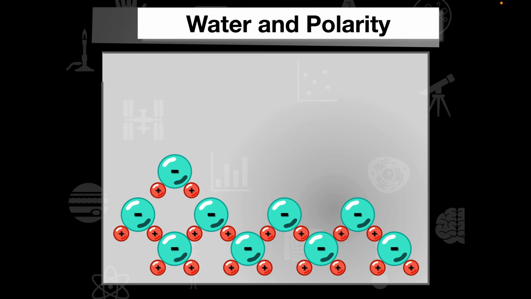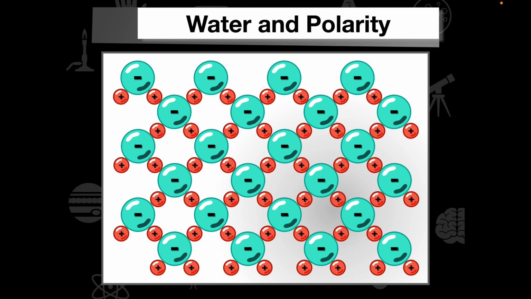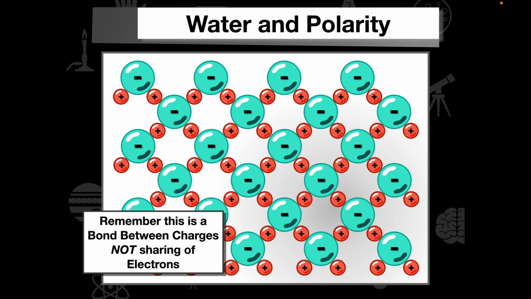Now, because of the arrangement of these water molecules and their polar charges, we're going to see different interactions of water depending upon if it's a solid, a liquid, or a gas. We're going to see all these things that occur, and how organisms maintain homeostasis is because of these hydrogen bonds. But remember, this is a bond between charges, not the sharing of electrons. Hydrogen bonds are between the molecules, the positive hydrogen and the negative oxygen, but the overall molecule is causing the charges to occur.